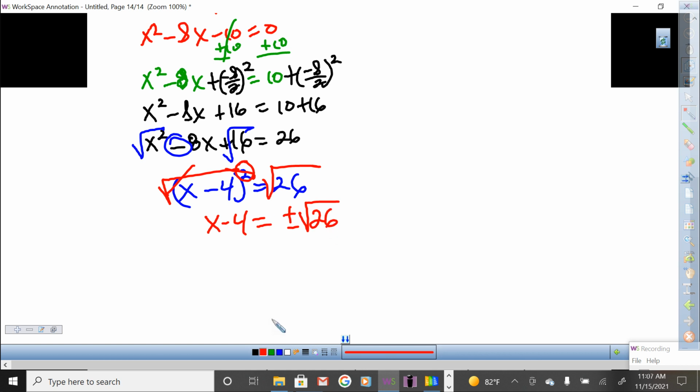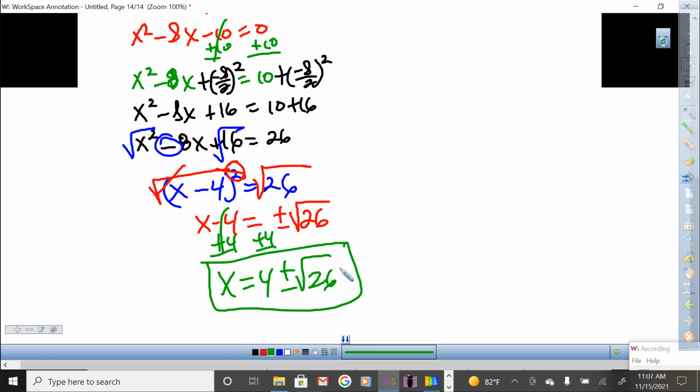And then I need to leave x by itself, so that means I need to add 4 to each side. So x equals 4 plus or minus the square root of 26. These are my answers. What are my answers? X equals 4 plus the square root of 26, or 4 minus the square root of 26. Now, just FYI, these are real numbers, yes? The only thing is, they're decimals or estimates.